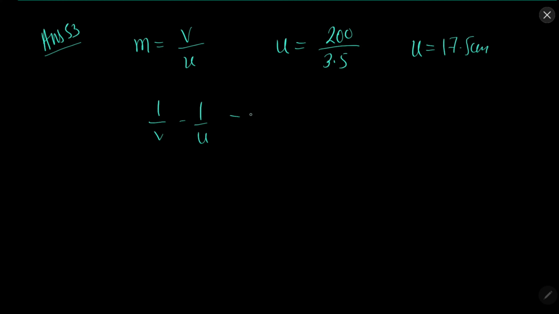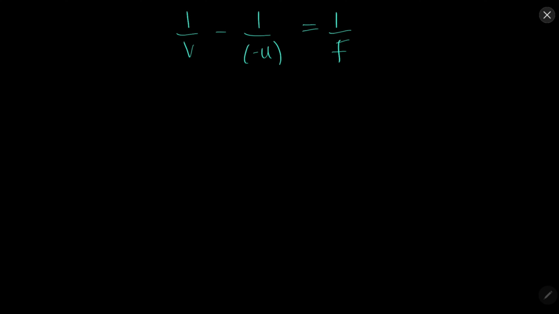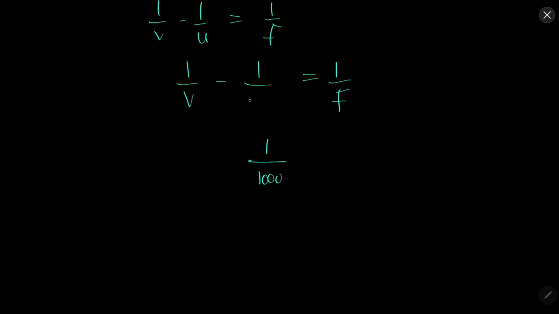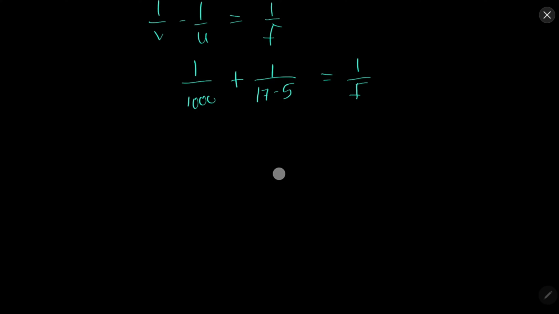1 by V minus 1 by U equal to 1 by F, and U will be negative by sign convention. So 1 by 1000 plus 1 by 17.5 equal to 1 by F. F will come out to be 17.19 centimeters.